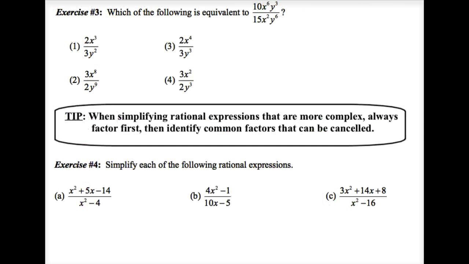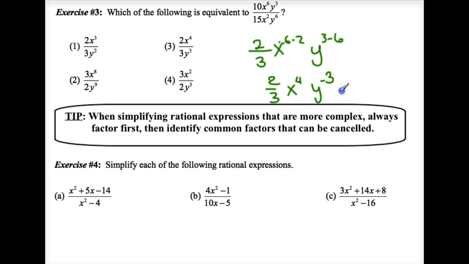Moving along. This is how you see this on the Regents. Which of the following is equivalent to blank? Now 10 over 15 is the same thing as, both of these have a 5 in common, so 2/3. This becomes x to the 6 minus 2 and then y is 3 minus 6. So we have 2 over 3, x to the 4th, y to the negative 3.